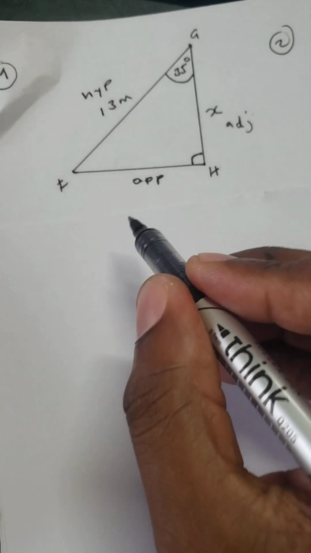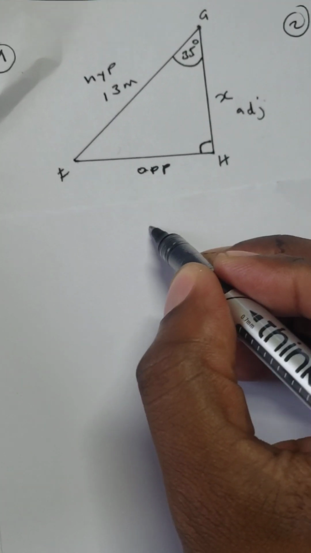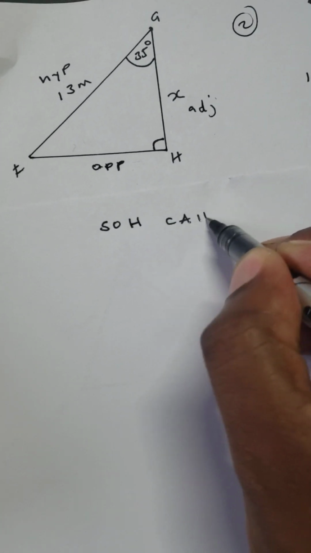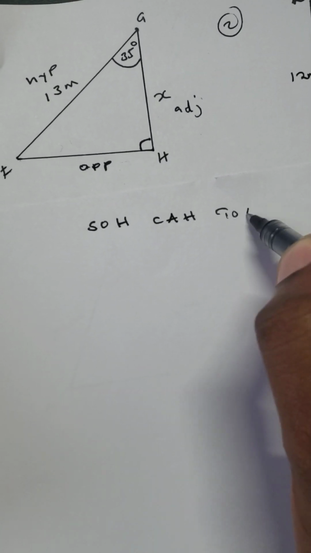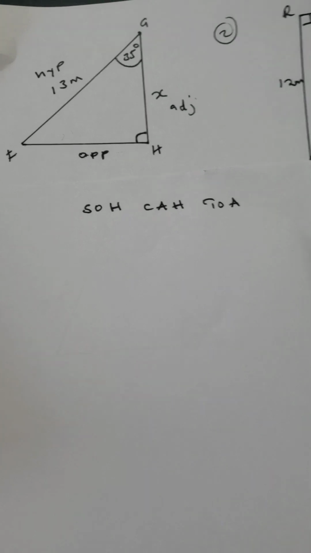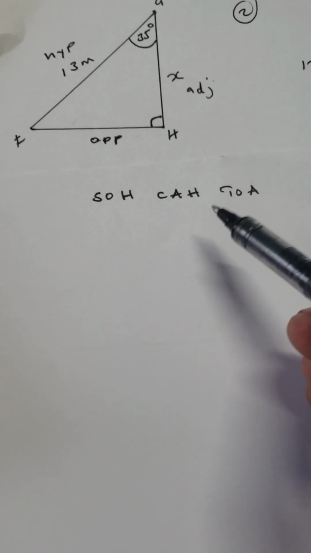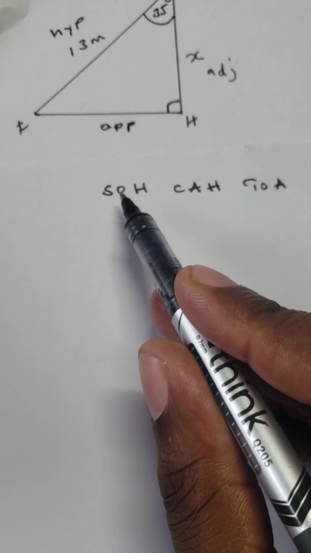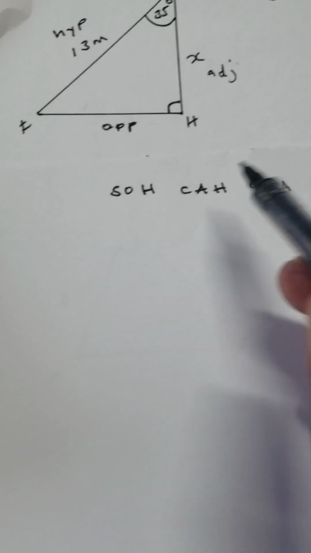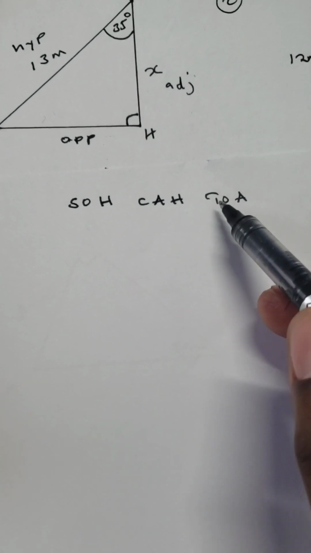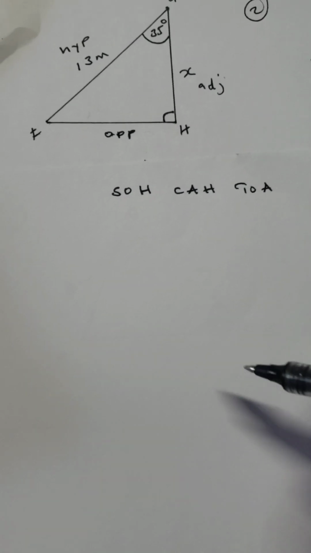I want to remind you that you can easily come up with a mnemonic that can help you remember which trigonometrical ratio to use, as the question requires. So you need to start the question, then know which of the trigonometrical ratios you are supposed to use. For this one, sine is equal to opposite over hypotenuse. Then cos is equal to adjacent over hypotenuse. This one, tan is equal to opposite over adjacent.